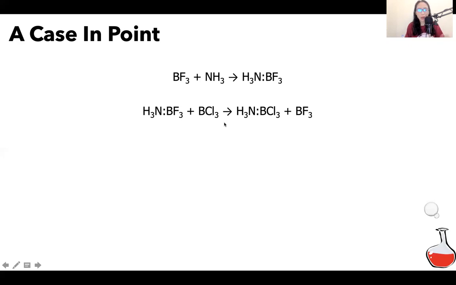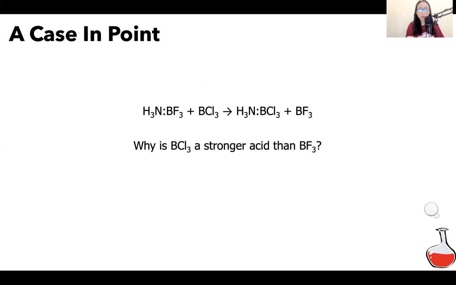Now, if boron trichloride is added to a solution containing this adduct of ammonia and boron trifluoride, what you will observe is that the boron trifluoride is replaced by the boron trichloride. So just like in your Bronsted-Lowry theory, the forward direction of this reaction is more favored than the backward because BCl3 is actually a stronger Lewis acid than your BF3. That's why it can displace BF3 from the adduct. So the question is, why is BCl3 a stronger acid than BF3?